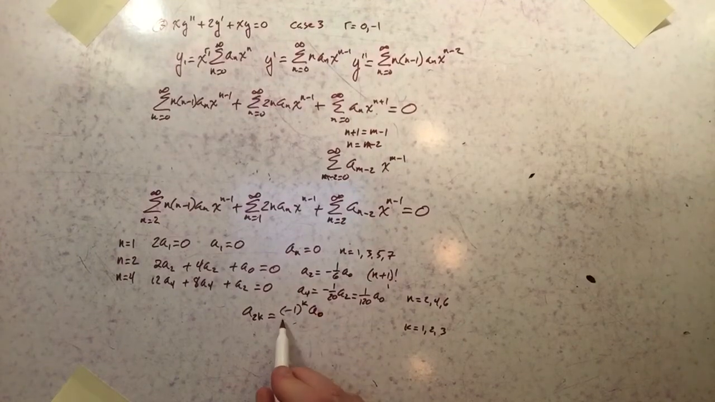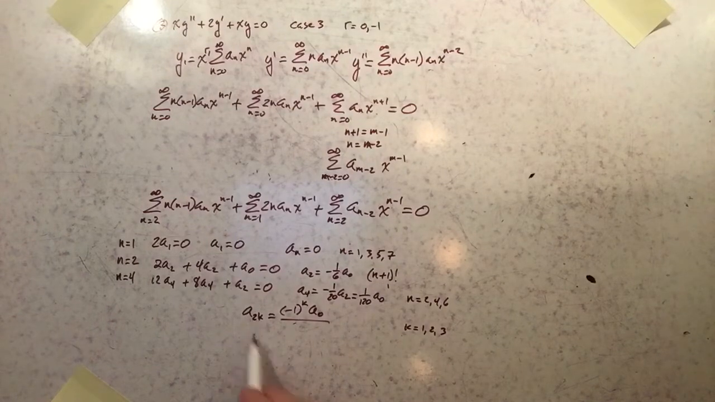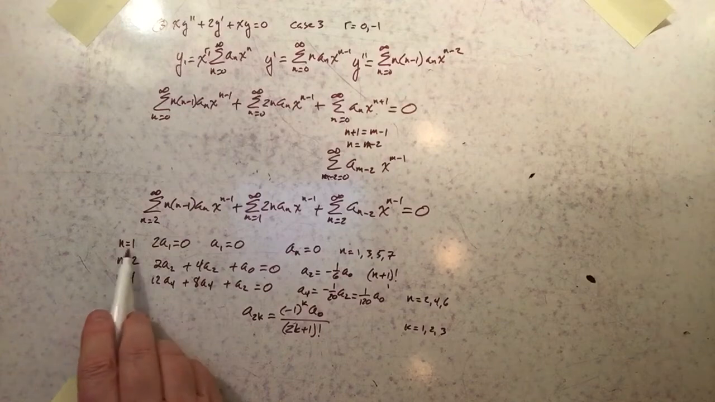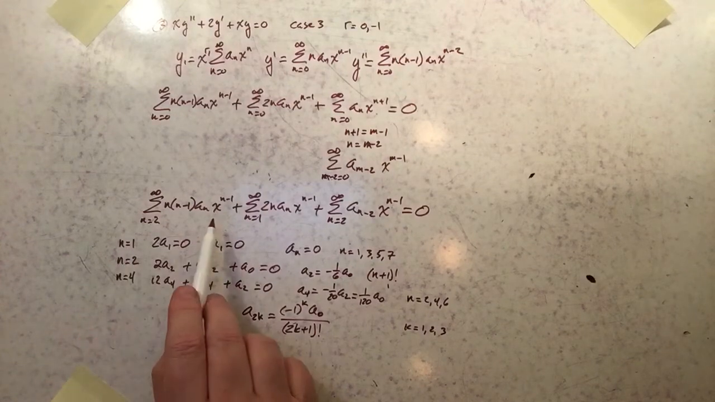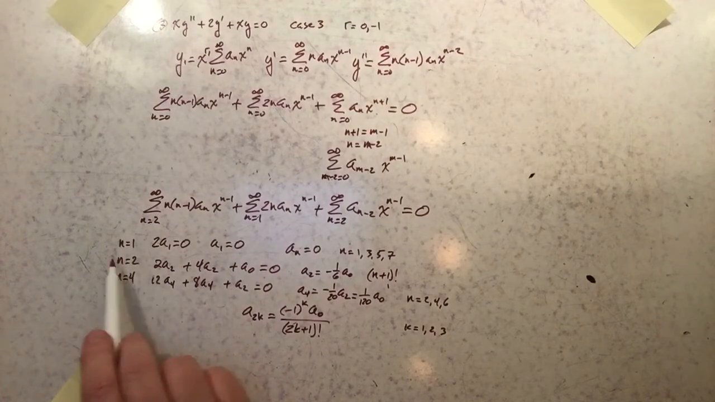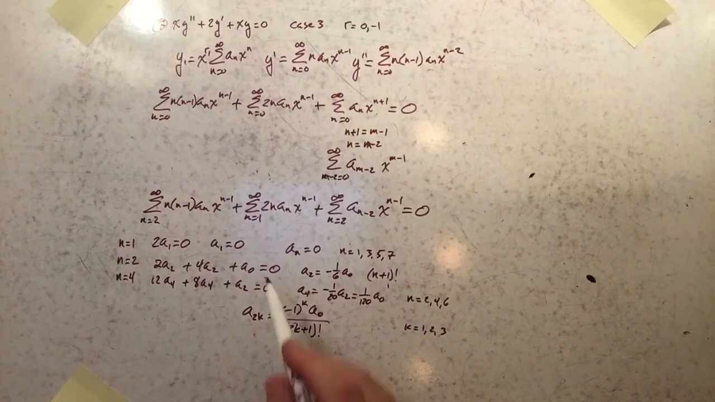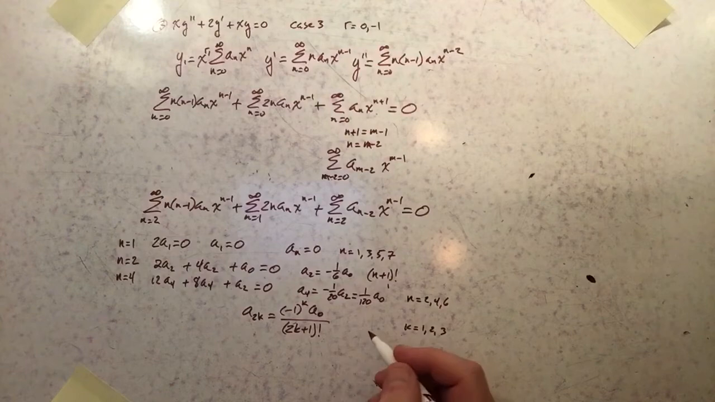A naught's there every time. And then I think the denominator is just n plus 1 factorial. But remember, we're replacing n by 2k, so it's 2k plus 1 factorial. And then every one of these basically generated an x term that was the same as the term we were in. When n was equal to 2, it was x to the second. So each one is going to then generate x to the 2k.